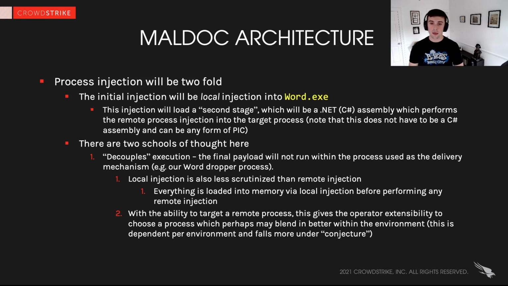And so now that we have some primitive to actually perform remote injection, a la our local injection into the word.exe process, this gives an operator extensibility into the ability to choose a process which perhaps may blend in better within the environment. So think about earlier what I spoke of with brittle detections that purely rely on a given process name. But again, this is highly dependent on the target environment, and this actually falls more under conjecture versus data that can back this up.